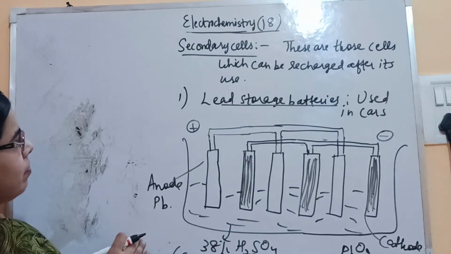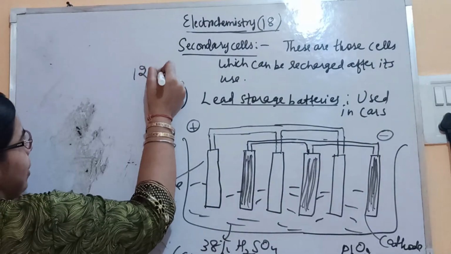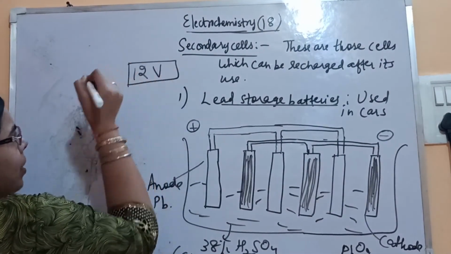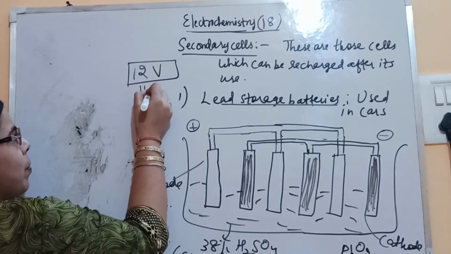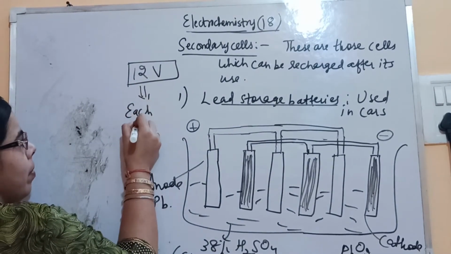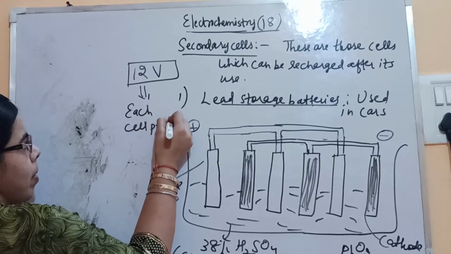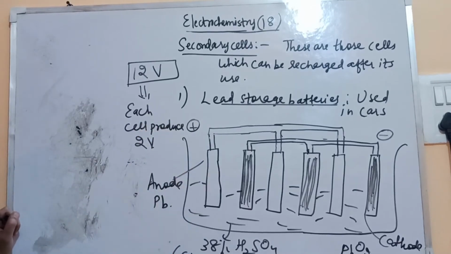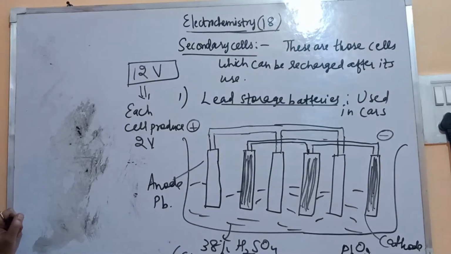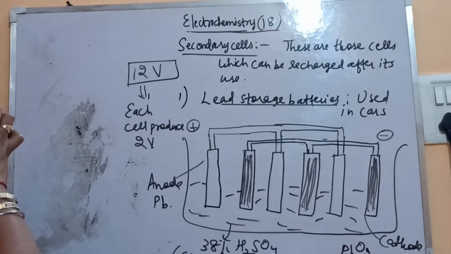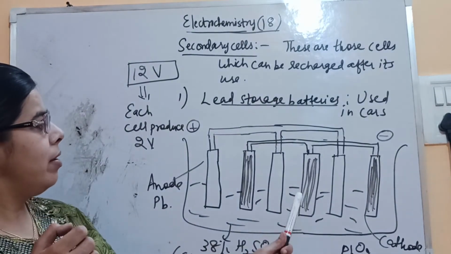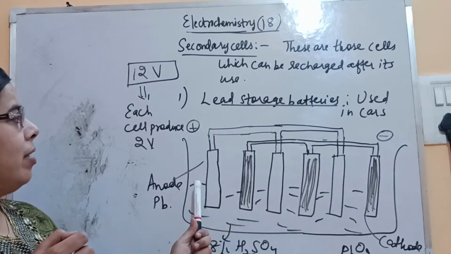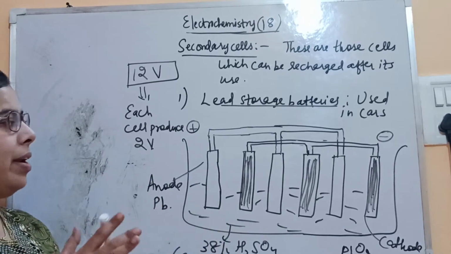This battery produces 12 volts in total, where each cell produces 2 volts, as they are arranged alternatively. So each cell produces 2 volts and the total is 12. So 6 cells are there in total: 1, 2, 3. 3 cathodes and 3 anodes arranged alternatively.